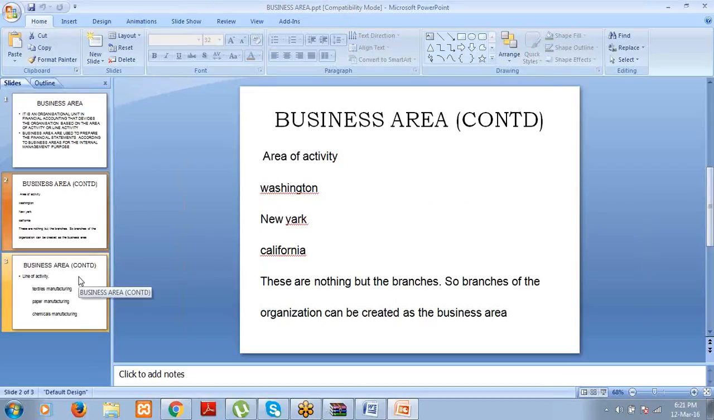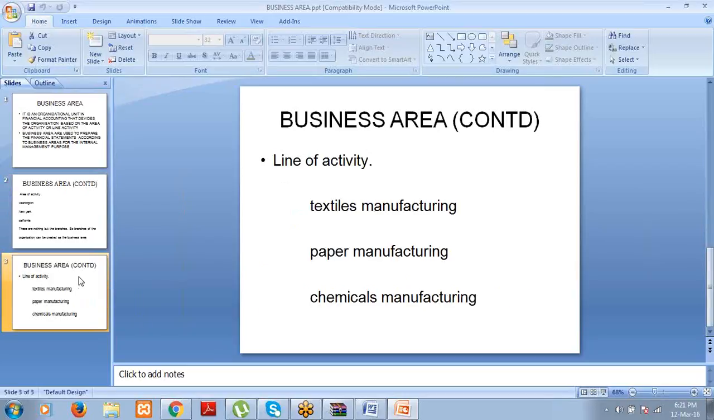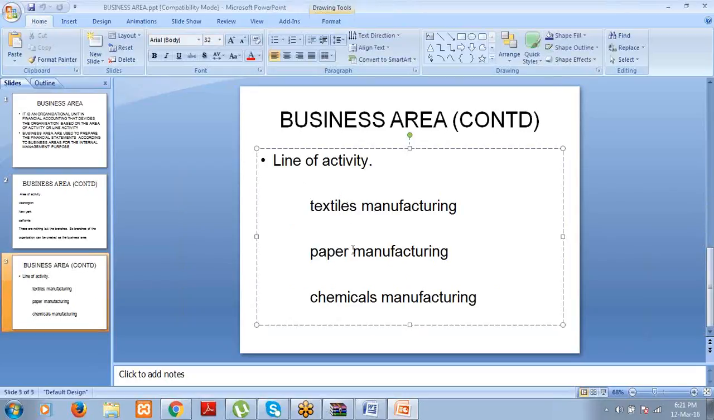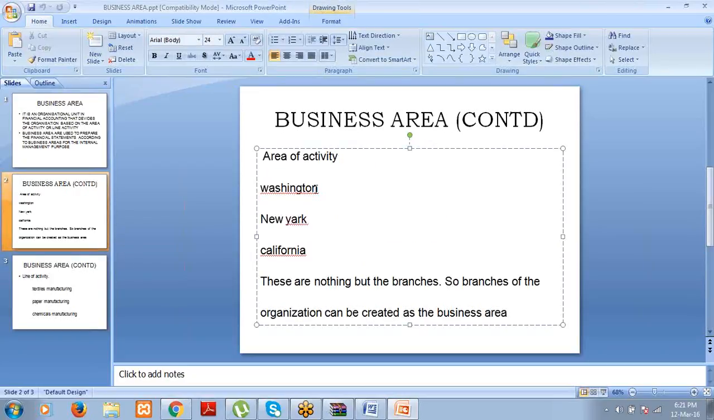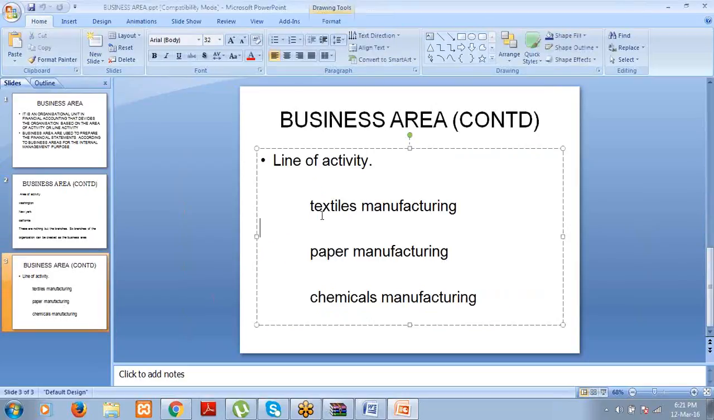Suppose another scenario is you are carrying on business in three line of activities: textiles manufacturing, paper manufacturing, and chemicals manufacturing. But these three activities you are carrying on only in Washington. But generally, this scenario will never exist, right? Because no company will restrict itself to only one geographical area, right? But theoretically, I'm explaining. If that is the case, always we create the business areas on the basis of line of activities.